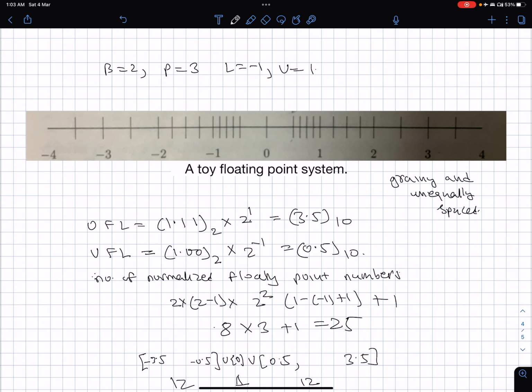So I'll have a small discussion on rounding, and then we will close, or maybe we'll start from rounding in the next class.